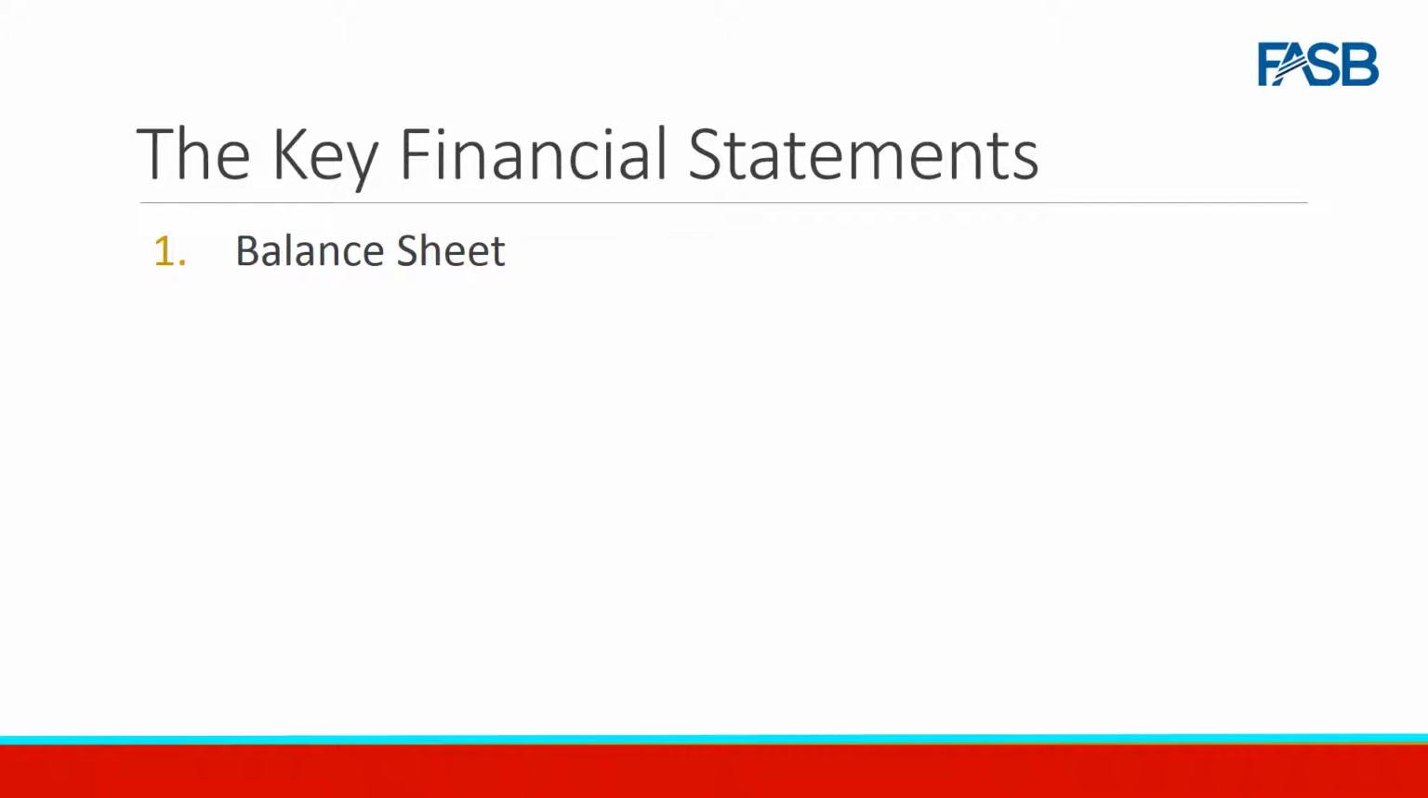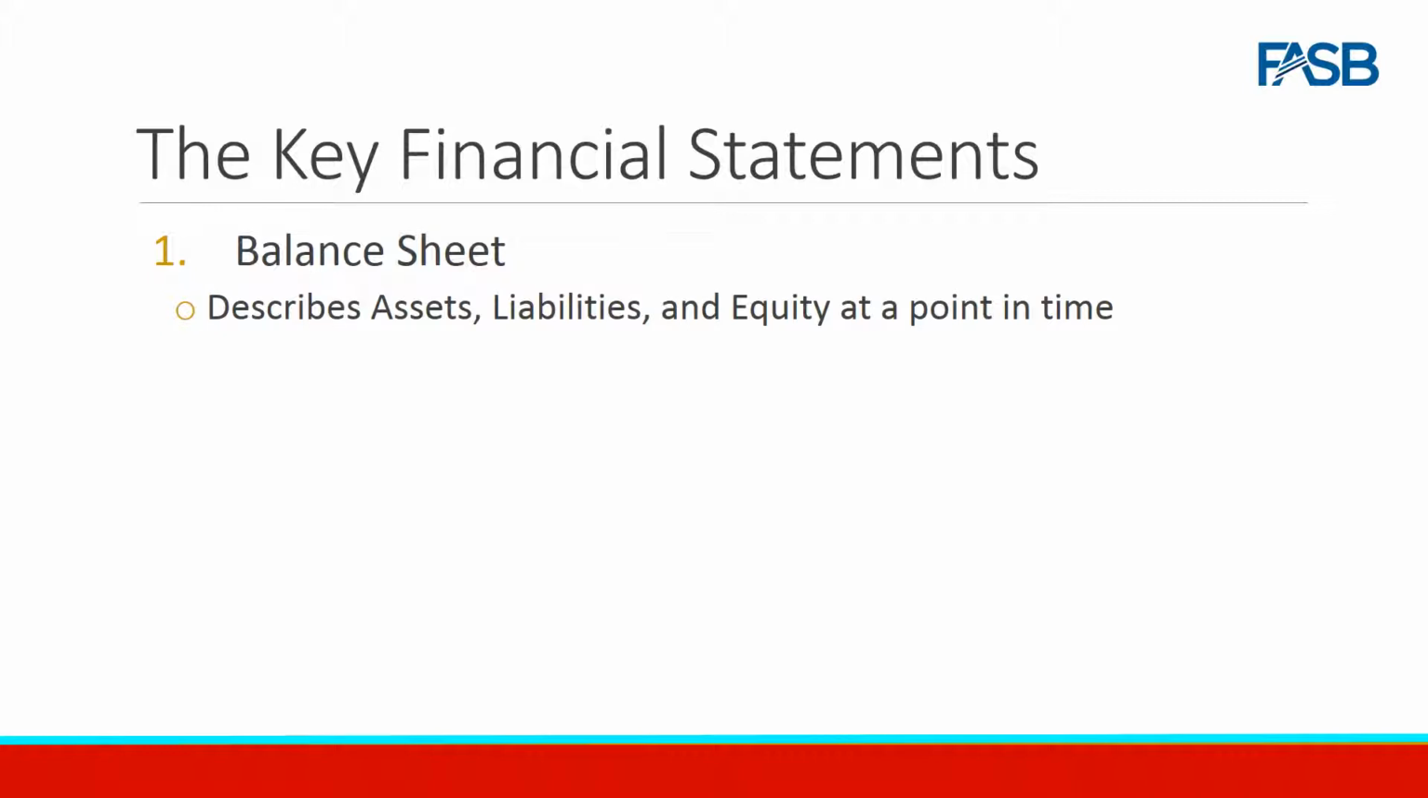Before talking about the balance sheet in great detail, we'd like to provide an overview of the three key financial statements prepared by for-profit U.S. firms. The first is the balance sheet. The balance sheet is a statement that describes assets, liabilities, and equity at a particular point in time.